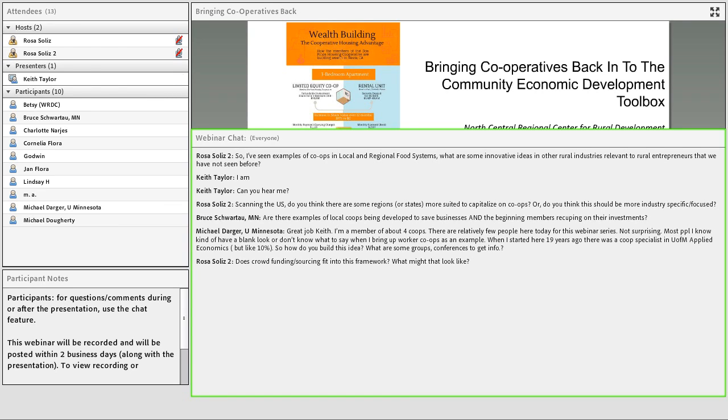When I started here 19 years ago, there's a co-op specialist in U of M Applied Economics. So how do you build this idea? What are some groups, conferences to get into? That is a fantastic question. First, there are a number of folks that are trying to raise awareness of cooperatives in the public consciousness. This is a huge problem.